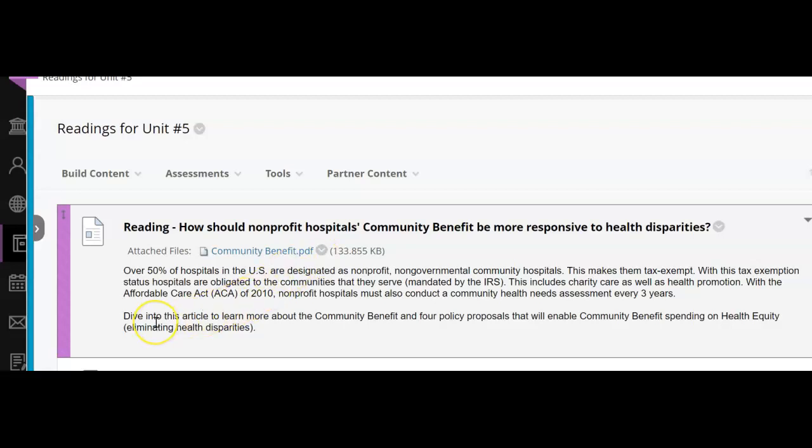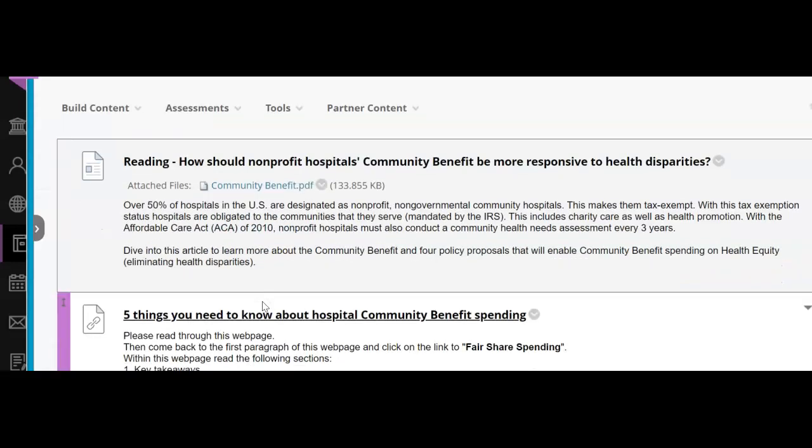So this really gives you more of the history of the community benefit. How did it come about? Who oversees it? That kind of thing. And so we learn more about that. And then we learn that there's 4 policy proposals that will enable this community benefit to spend on health equity, which really will help to eliminate some of the healthcare disparities. So this is a really nice article that gives us a good idea of what community benefit is.